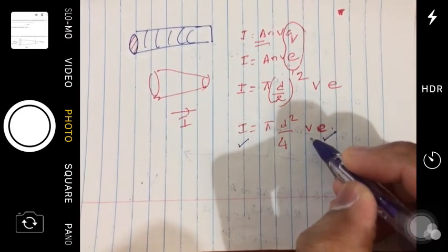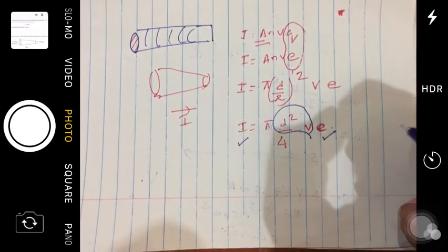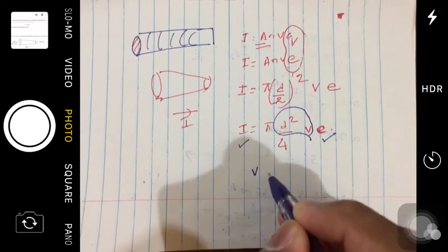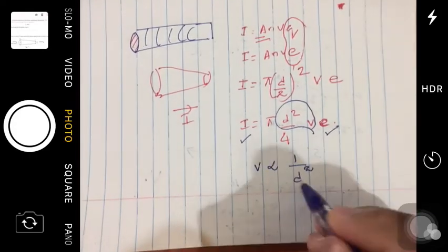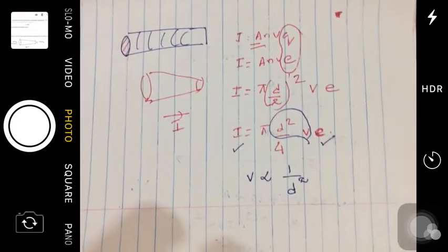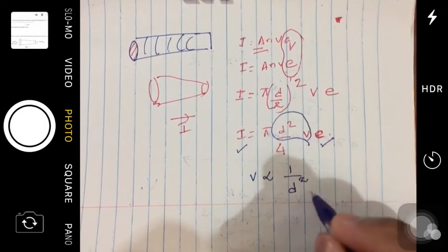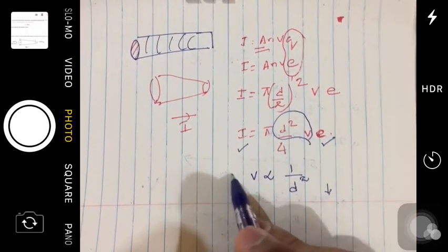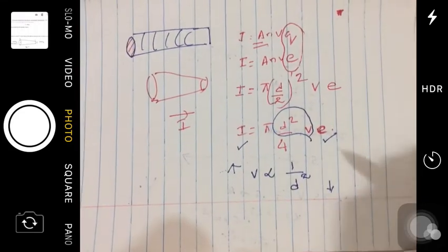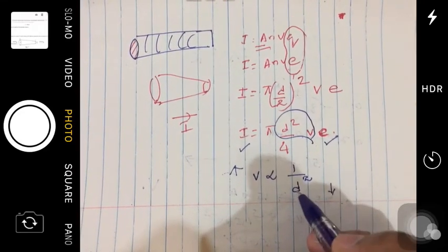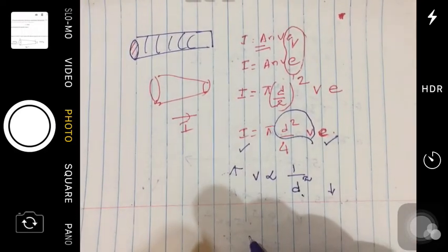So if you consider how the drift speed would vary with diameter, you can see that drift speed will be inversely proportional to the square of the diameter. It is like an inverse square law. That means when this decreases, that one is going to increase, but the factor would be inverted. So if the diameter becomes twice, then d squared becomes 4 times and the drift speed will become a quarter.